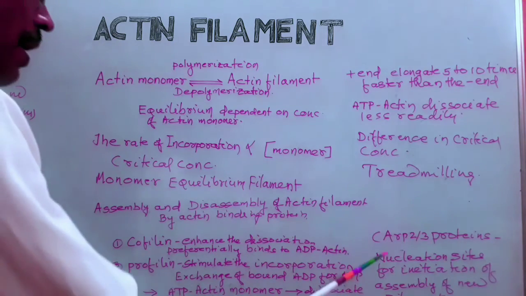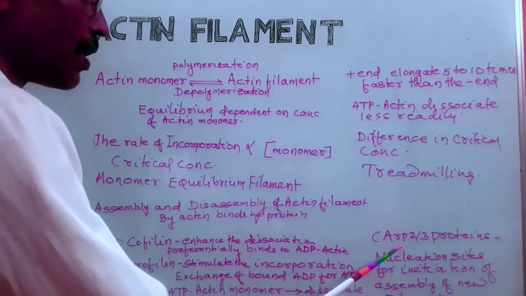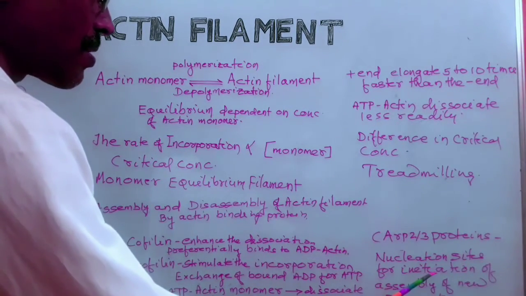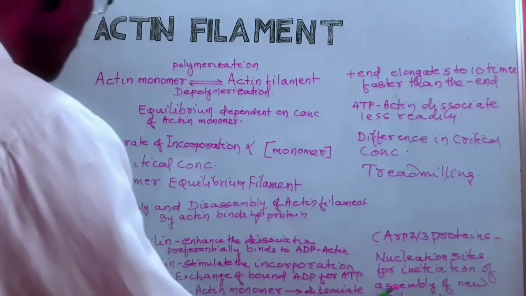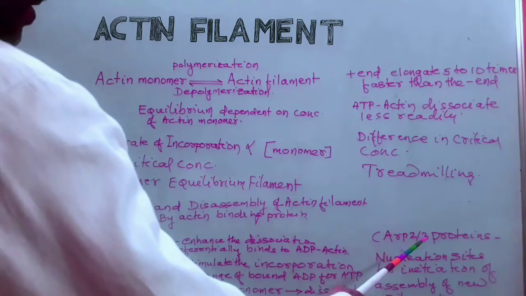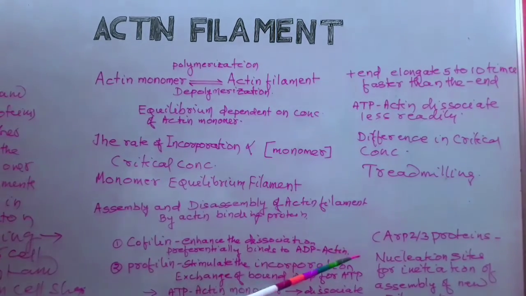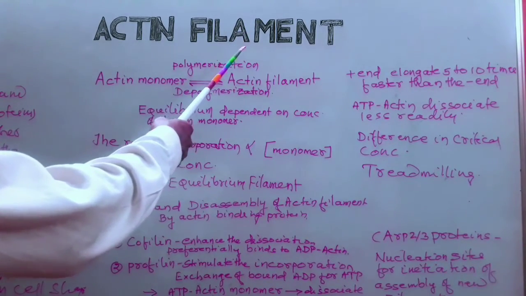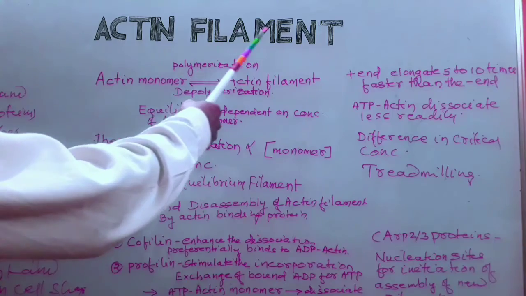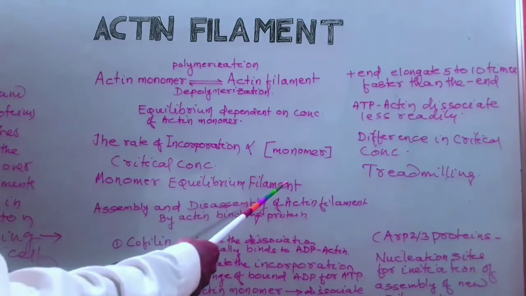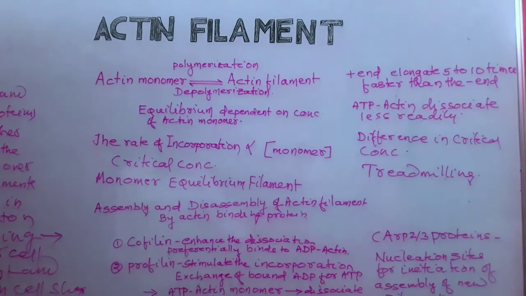Other proteins are ARP2/3 proteins. These proteins act as nucleation sites for initiation of assembly of new actin filaments. So cofilin, profilin and ARP2/3 proteins act together to promote the rapid turnover of actin filaments that results in cytoskeleton remodeling, which is necessary for cell movement and change in cell shape.